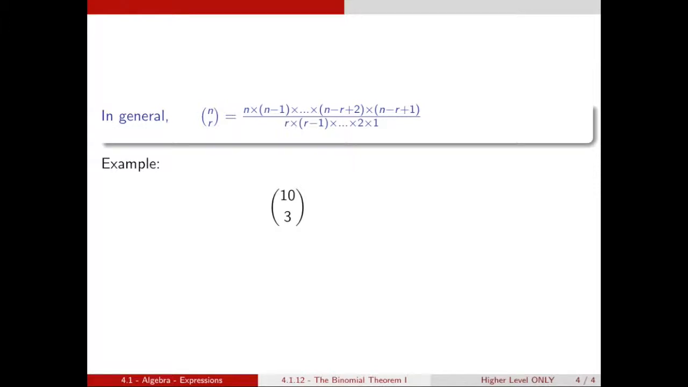So an example of that, 10 choose 3. We go down 3 spots on the top, so it's 10 by 9 by 8. So we go on the bottom and we go down to 1, so 3 times 2 times 1, and we get 120.